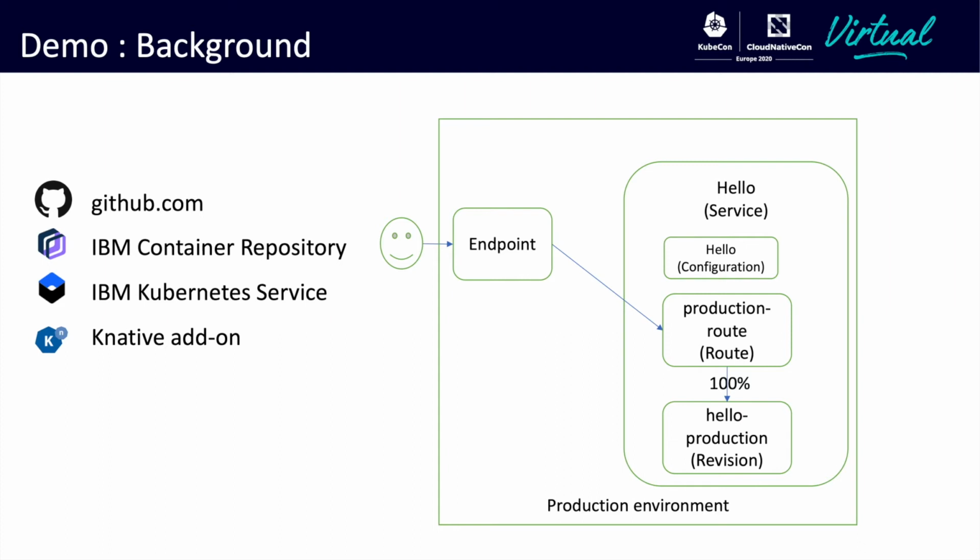Let's assume I have a Hello service running in my production environment. I have a route defined to pass 100% traffic to my Hello production revision. Let's show this in a terminal window.